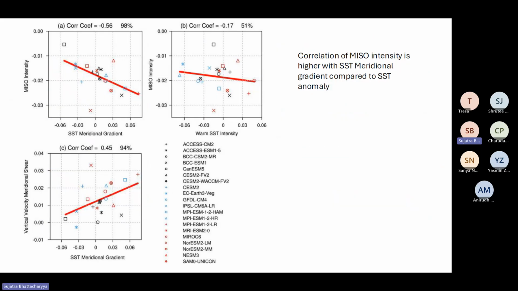They also calculated the correlation between, so here the convection intensity is the vertical velocity omega at 500 hectopascal. It's coming out to be negative, as omega is negative when there is convection, according to ERA data. So it shows that with the SST meridional gradient, the correlation is around 0.56, but with the anomaly it is 0.17. If you see, the correlation is very low.